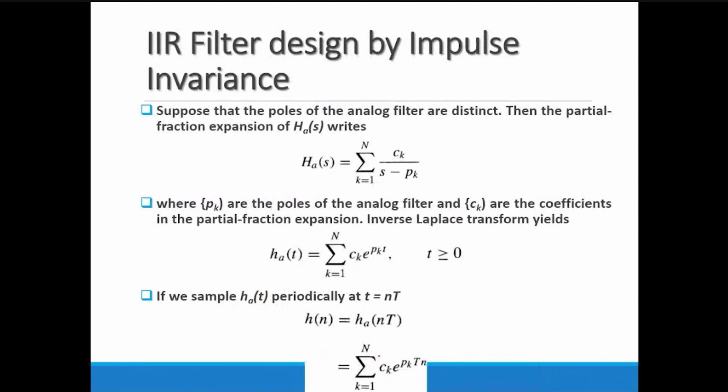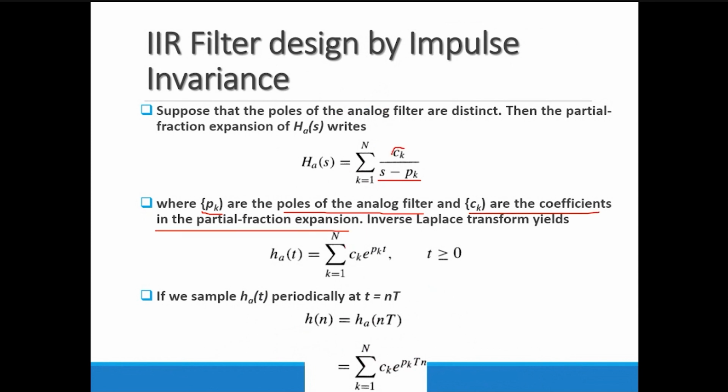Okay, now we continue with the IIR filter design by impulse invariance, same topic. Suppose that the poles of the analog filter are distinct, meaning we are getting different poles in the output. Then the partial fraction expansion of Ha(s), the analog filter response, is written as Ha(s) equal to summation from k equal to 1 to N of ck divided by s minus pk. Here pk are the poles of the analog filter, and ck are the coefficients in the partial fraction expansion.